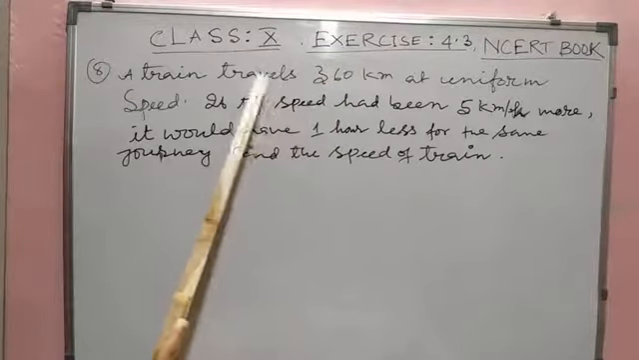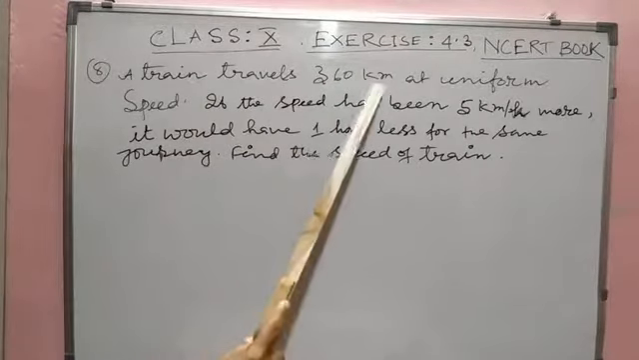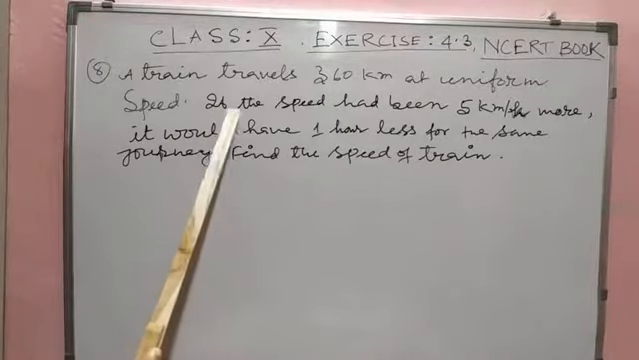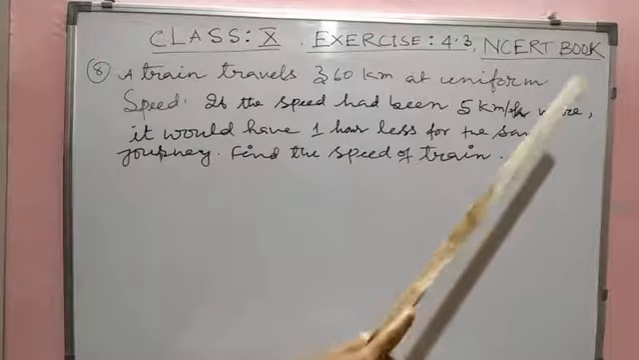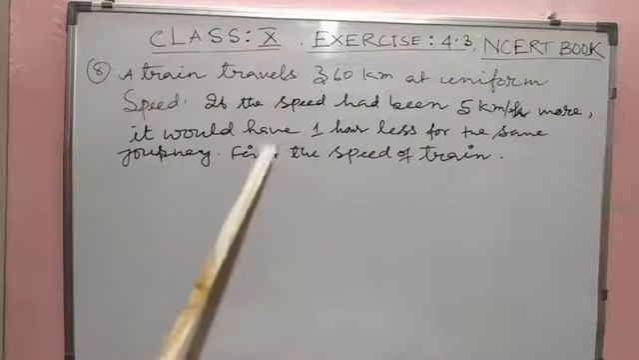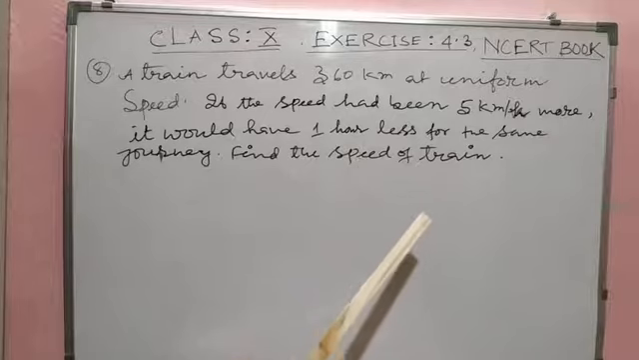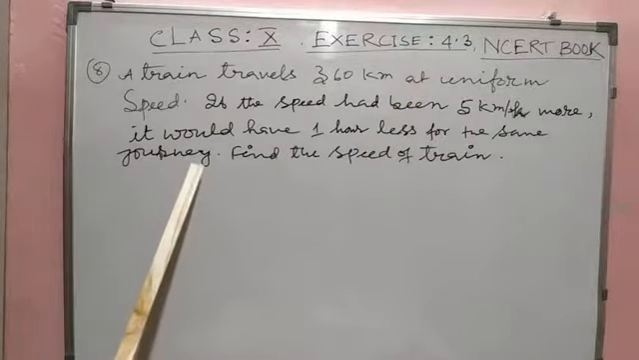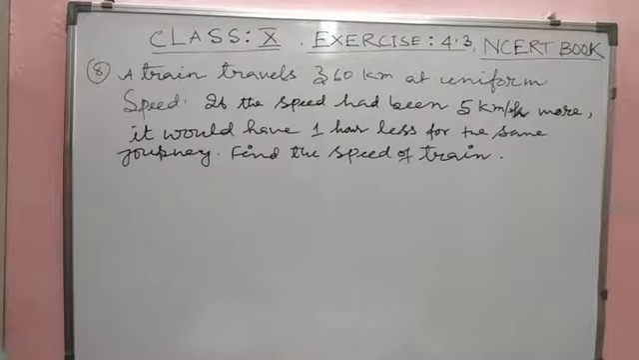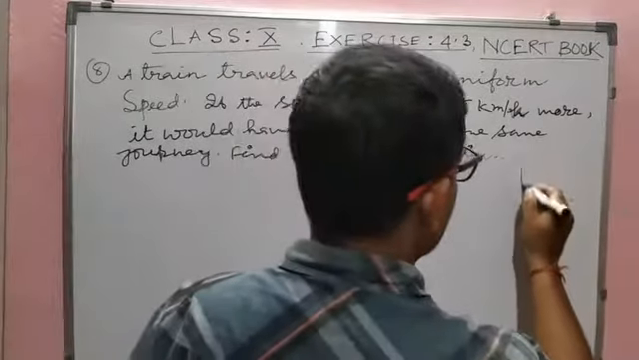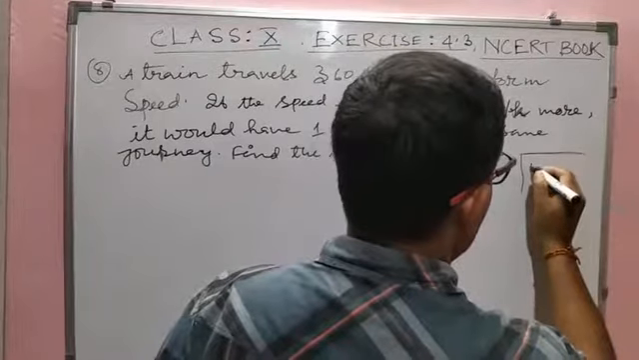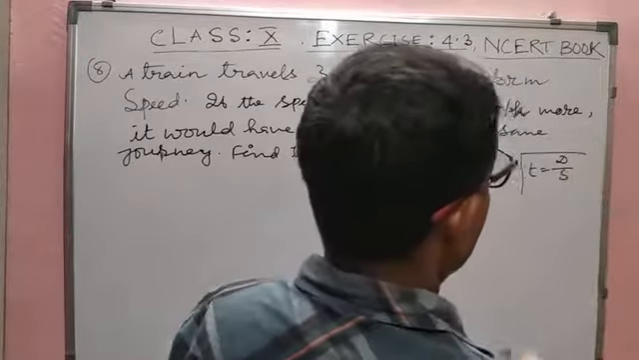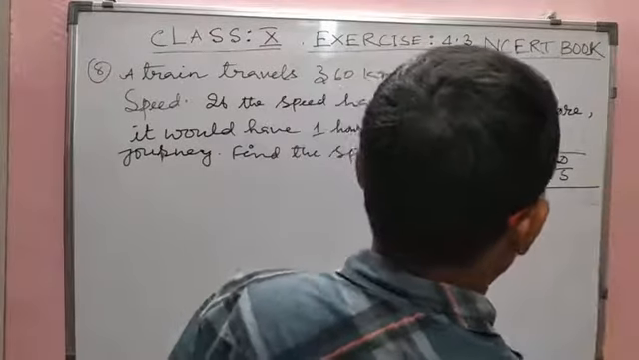So, not speed, distance is 360 km. It is traveling at a particular speed. If the speed had been 5 km per hour more, it would have taken 1 hour less for the same journey. That is, distance is fixed, 360 km. Find the speed of the train. So you see, we know one thing: time equals distance by speed. Earlier also I told you, so we will use this concept here.